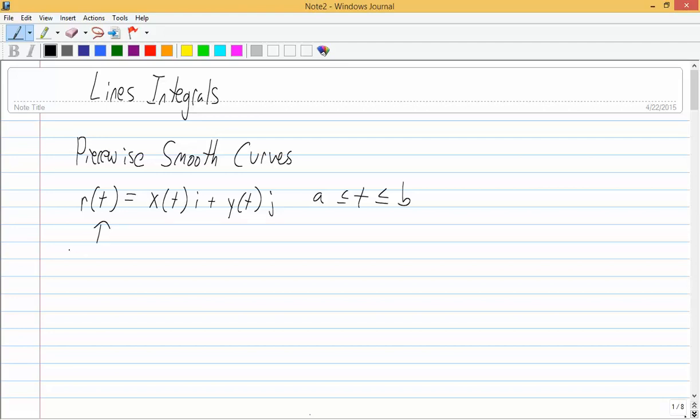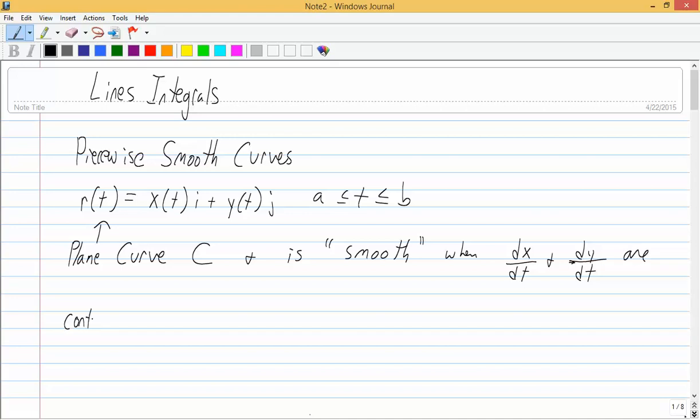So this right here is our plane curve C, and it is smooth when dx/dt and dy/dt are continuous on the interval from a to b and not simultaneously zero on the open interval from a to b.